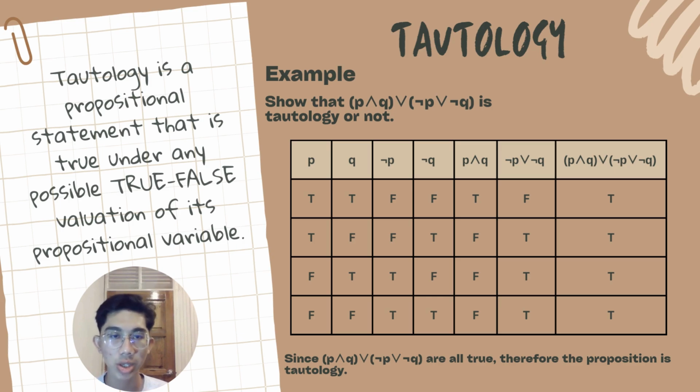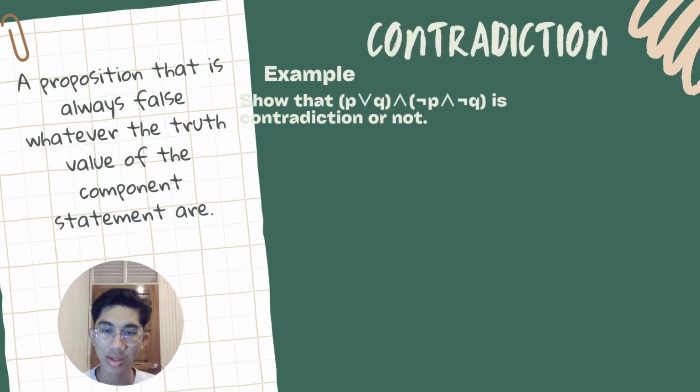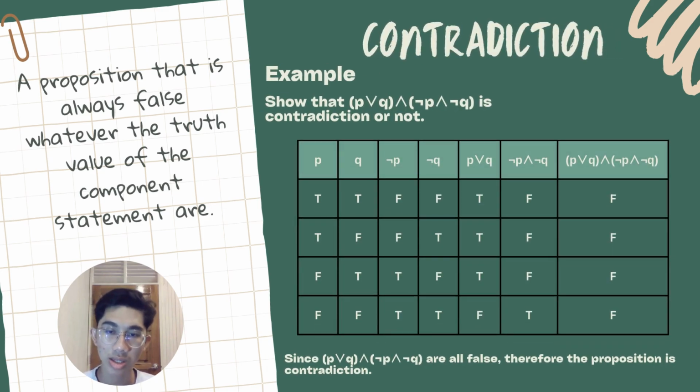P conjunction Q, we get true, false, false, false. Negation P disjunction negation Q, we get false, true, true, true. So for P conjunction Q, disjunction negation P, disjunction negation Q, we get all true. Since the whole expression is all true, therefore the proposition is a tautology. So we already know what a tautology is.